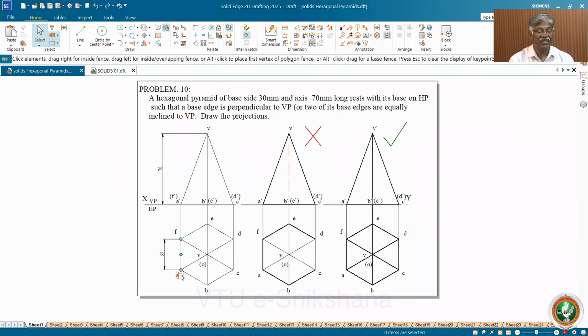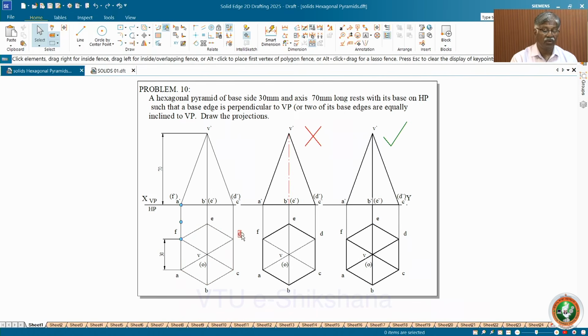Here one of the base edges is perpendicular to VP. In this particular case, hexagon, we have two parallel sides. This edge is perpendicular to VP, means this is also perpendicular to VP. Or they may give two base edges or simply one. If one, naturally you will get two.